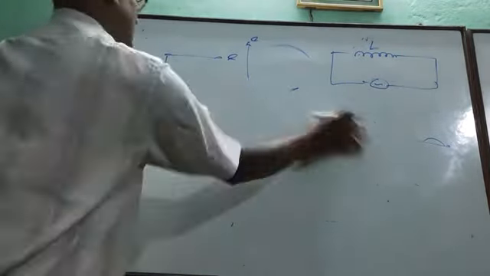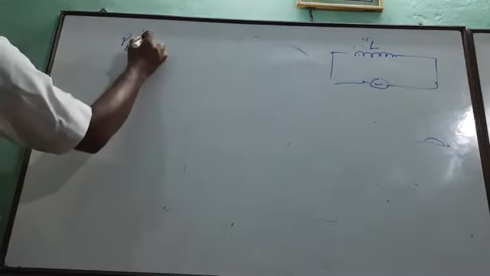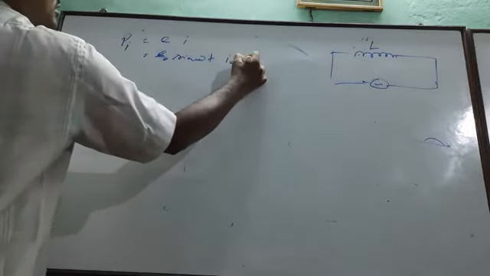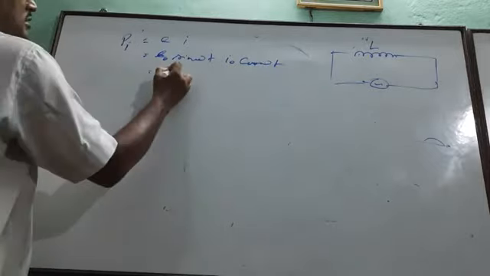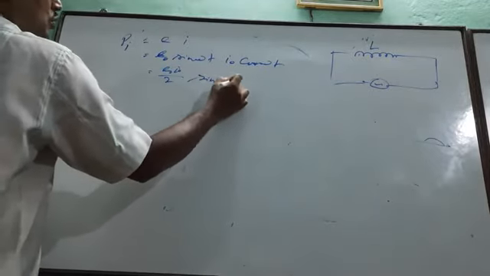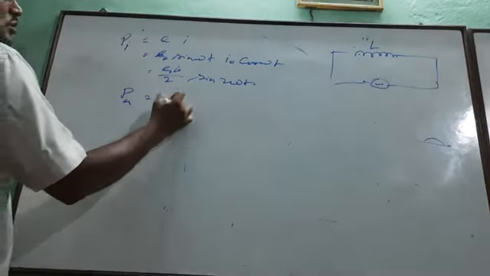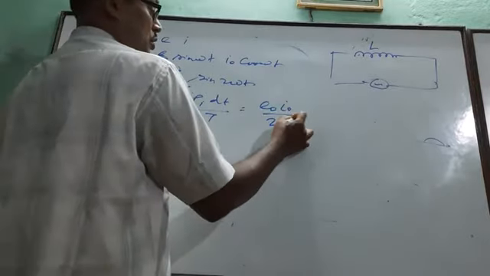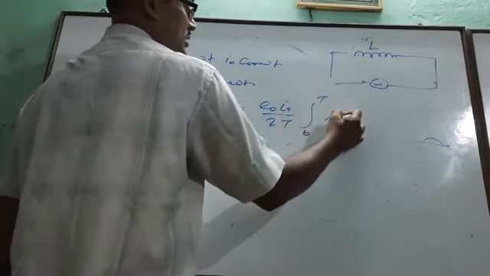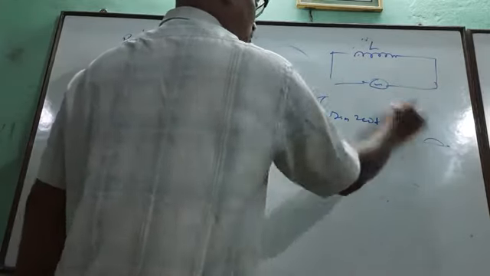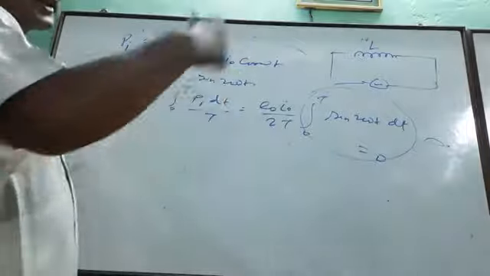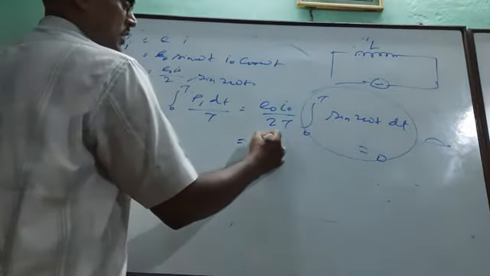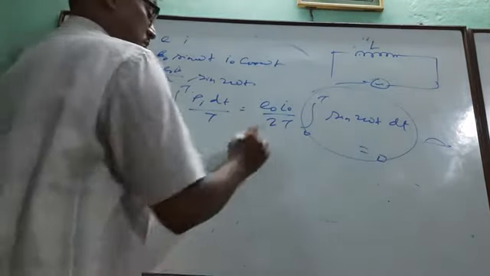Now what is the power? Instantaneous power P equals E into I, that is E0 sin omega t and I0 cos omega t, that is E0 I0 by 2 into sin 2 omega t. Then average power is the integral from 0 to T of P dt by T, that is E0 I0 by 2T times the integral from 0 to T of sin 2 omega t dt. This value will be 0, because in a full cycle sine has two positive and two negative halves. So the total power is 0.